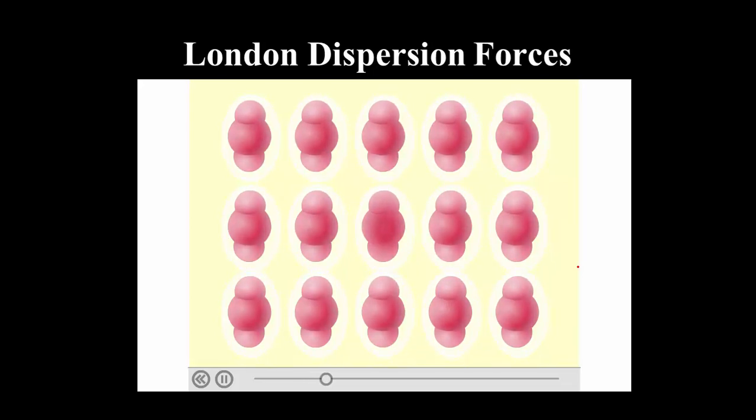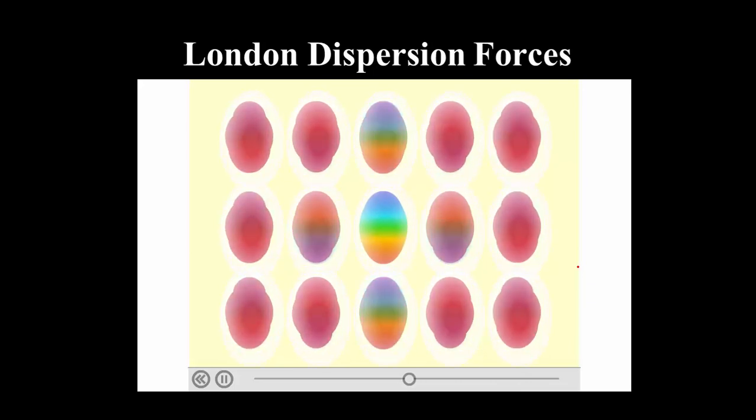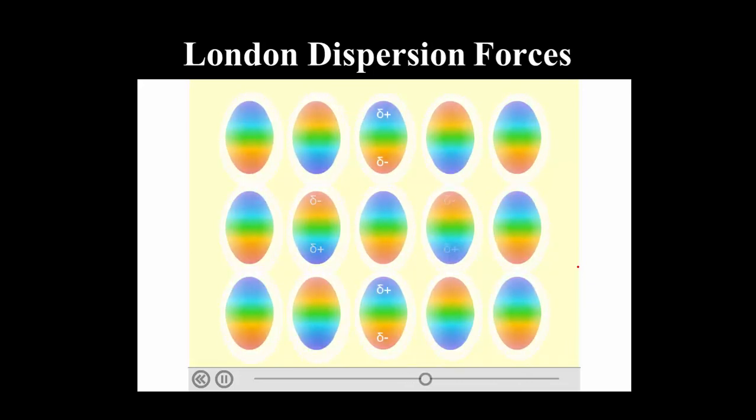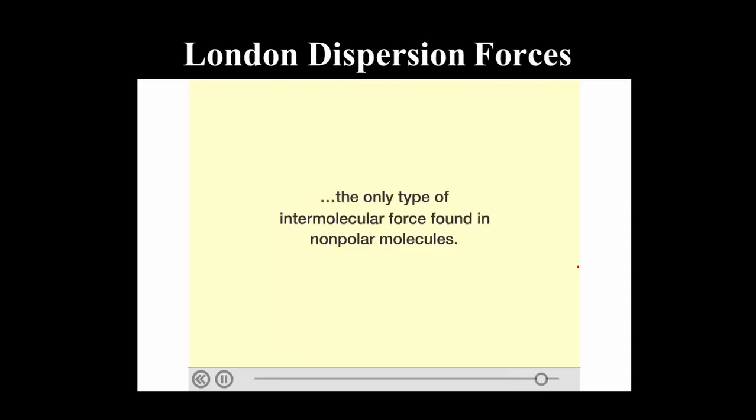The distribution of electrons in a molecule can occasionally become asymmetrical, leading to the formation of a temporary separation of charges, a dipole. Partial charges on the molecule that form a temporary dipole then influence the electron clouds of nearby molecules. Although the dipoles are temporary, there is a significant attractive force between adjacent molecules as a result of the deformation of their electron clouds. These attractive forces are called London dispersion forces. London dispersion forces are the only type of intermolecular force found in nonpolar molecules.